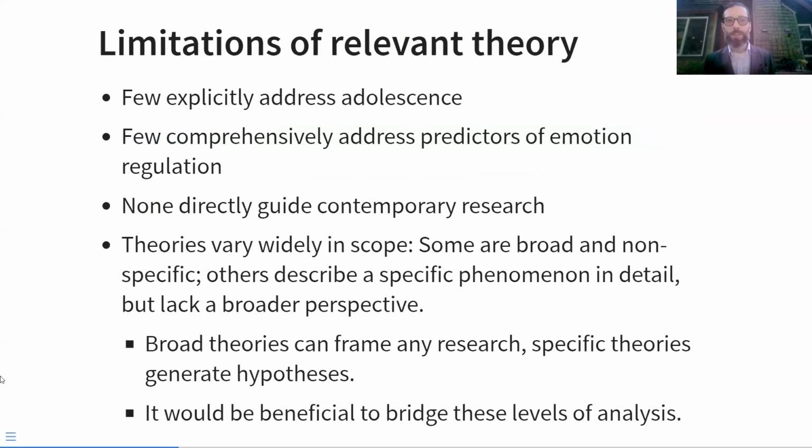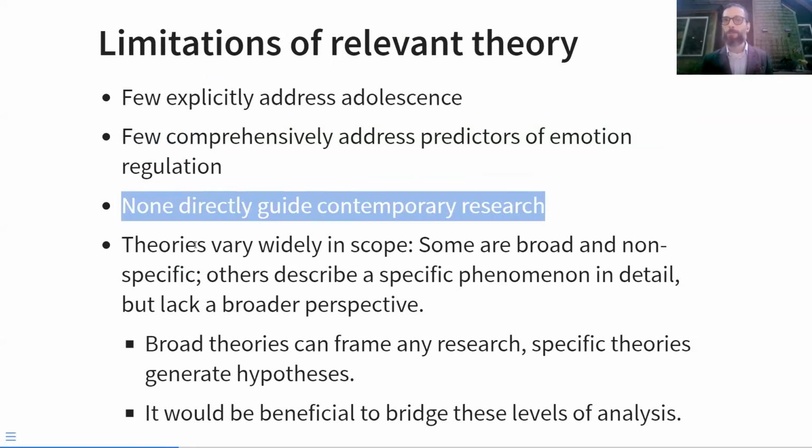So the limitations of existing theories is that they either don't address adolescence or they don't address emotion regulation in sufficient detail. None of them are really used to guide contemporary research, and they vary in scope. Some are very broad, but non-specific, and others are very specific, but too limited in scope.